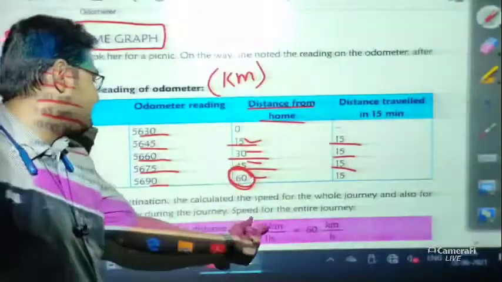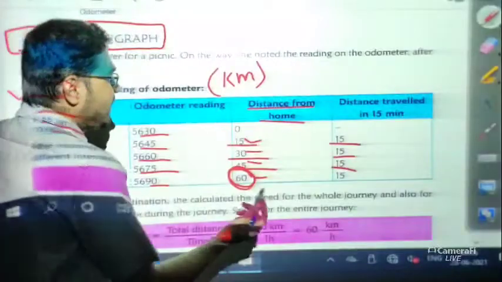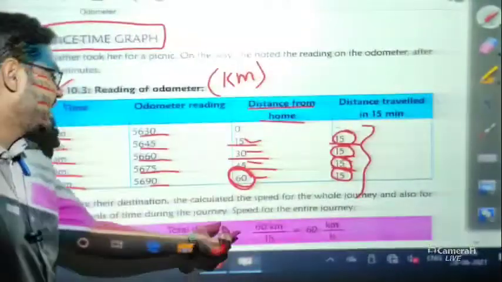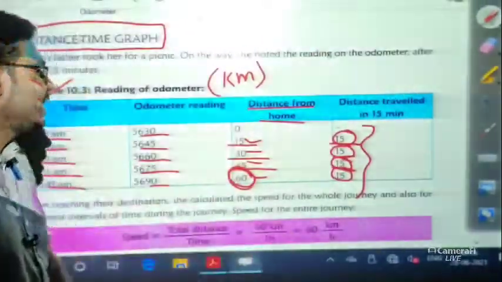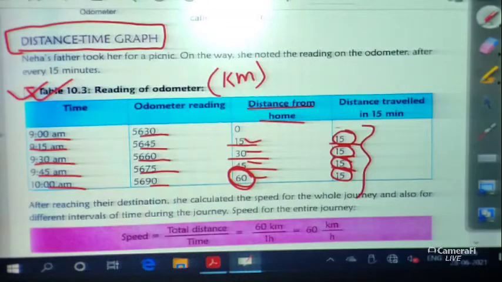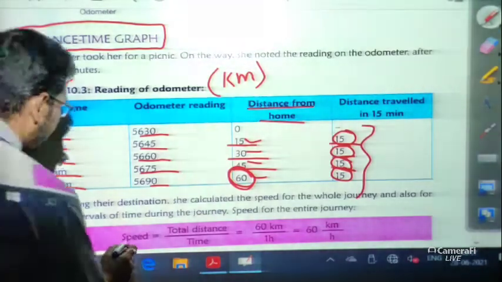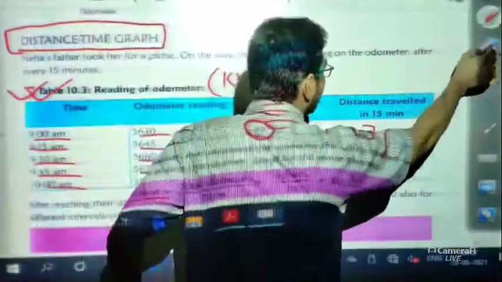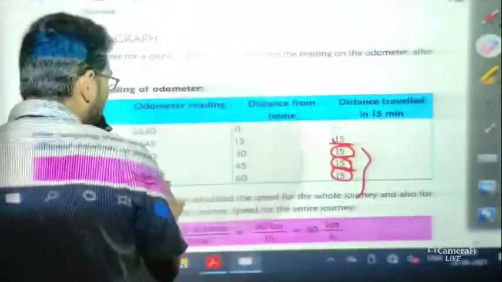So the total distance is 60, and what is the total time? 15 minutes, 15 minutes, 15 minutes, 15 minutes. If we add these four 15 minutes, we will get 1 hour. So 60 kilometer per hour. 60 is the total distance and 1 hour is the time. So if we measure the speed, we will find 60 kilometer per hour.